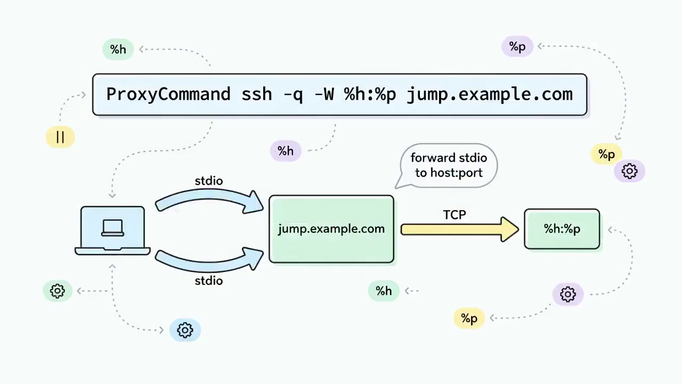ProxyCommand is the classic way to jump through a bastion. The line ProxyCommand ssh -q -W %h:%p jump.example.com tells the local client to launch an SSH session to the jump host, and the -W flag turns that session into a stdin-and-stdout tunnel aimed at the real target's host and port. The tokens %h and %p are auto-replaced with the resolved hostname and port, making the directive reusable across any alias.